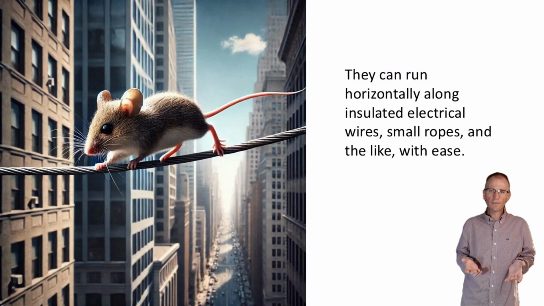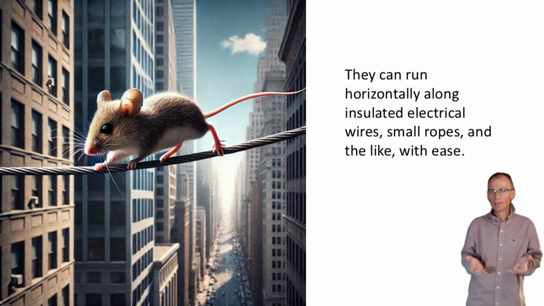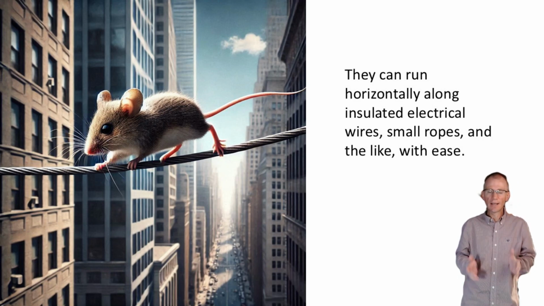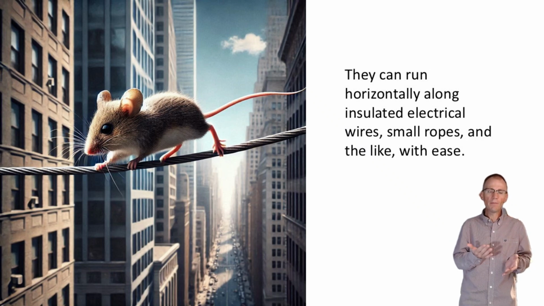Here's another interesting fact. They can run horizontally along insulated electrical wires, small ropes, and the like with ease. And I have seen this before. Actually, during the daytime, I've seen a mouse navigate an electrical wire from one structure to another. So I can tell you, this is not just filler content. This is something that really happens. So keep in mind, if you're looking for mouse infestations, sometimes you're going to have to look at the fact that they may be coming in on ropes, electrical wires, whatever could be coming over to a structure. And that's one way they could be getting on the roof line and working their way into the attic.